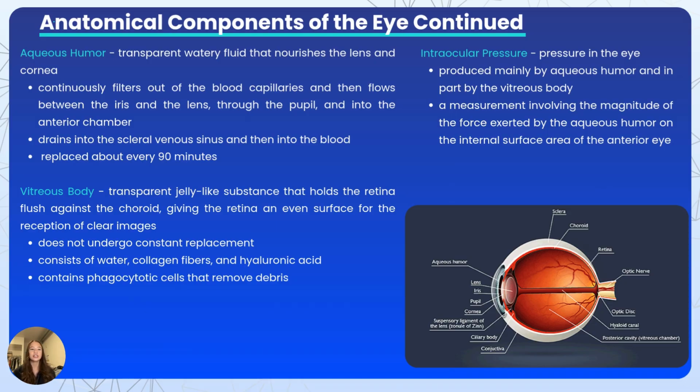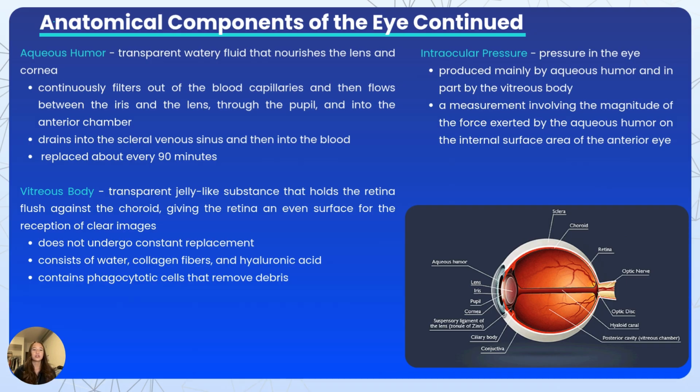cornea, and it is continuously filtering out of the blood capillaries and then flows between the iris and the lens through the pupil and into the anterior chamber. It drains into the sclerovenous sinus and then into the blood, and it is replaced about every 90 minutes.